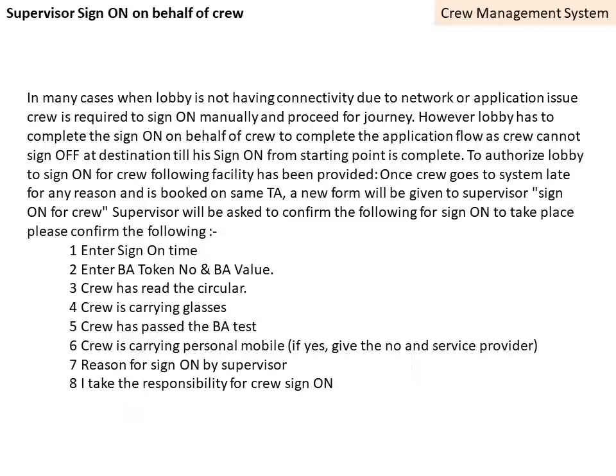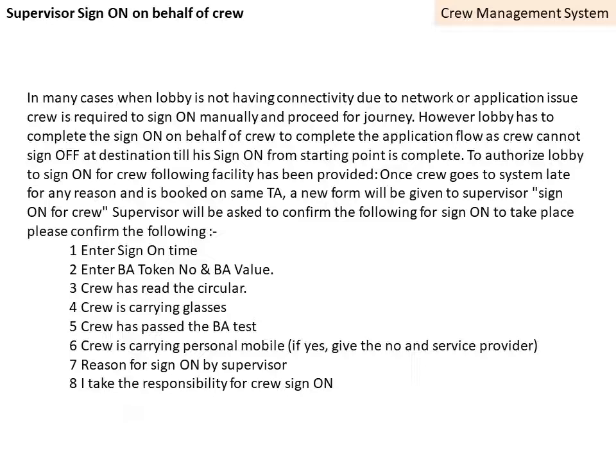Once the crew goes to the system layer for any reason and is booked on some TA, a new form will be given: supervisor signing on crew. The supervisor will be asked to confirm the following: signing on time, BA token number, BA value, crew has read circulars, crew is carrying glasses or not, crew has passed BA test, crew is carrying personal mobile or not, and reason for signing on by supervisor. I take the responsibility of crew and signing on.